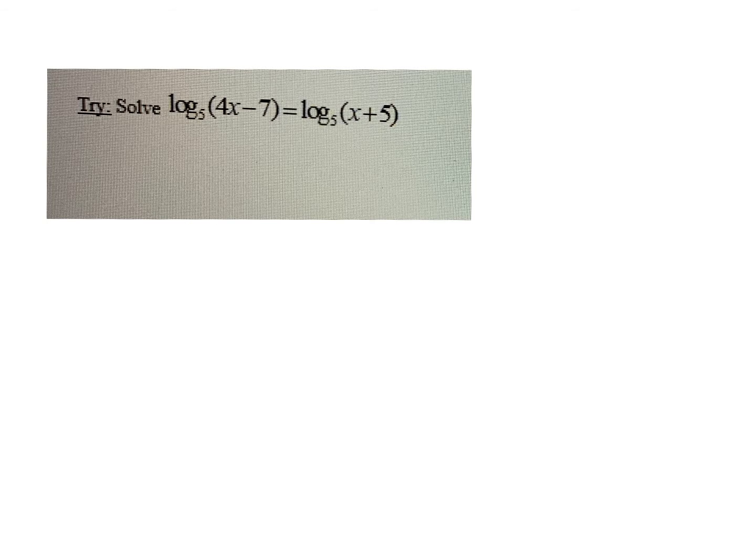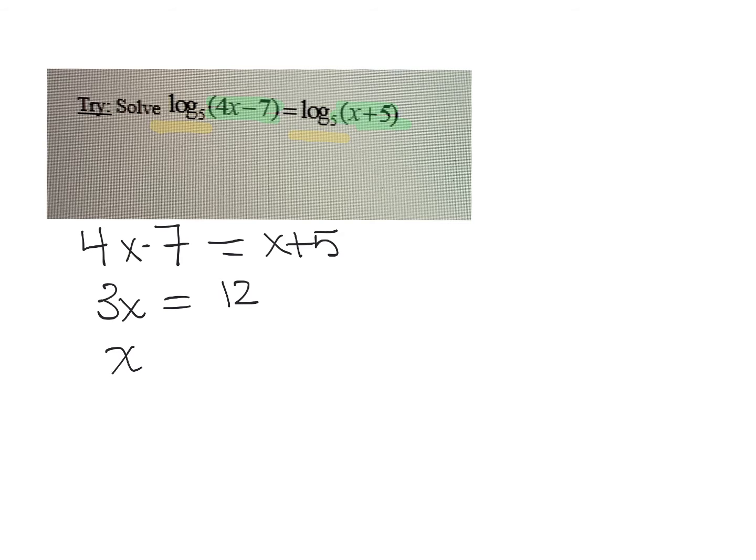Okay, again, we're going to go back to this one-to-one property. We have log base 5 equals a log base 5, which implies that this 4x minus 7 has to equal my x plus 5. So 4x minus 7 has to equal x plus 5. Subtract the x over, 3x equals, add the 7 the other way, and then x equals 4.